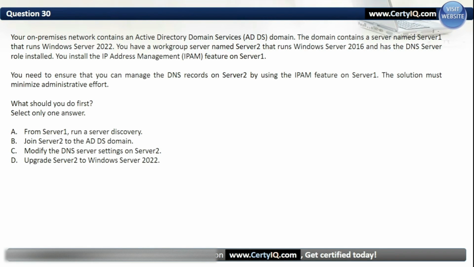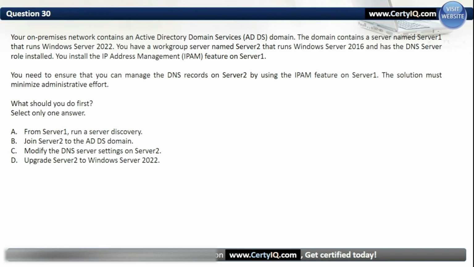The domain contains a server named Server1 that runs Windows Server 2022. You have a workgroup server named Server2 that runs Windows Server 2016 and has the DNS server role installed. You install the IP address management feature on Server1. You need to ensure that you can manage the DNS records on Server2 by using the IPAM feature on Server1. The solution must minimize administrative effort. What should you do first?